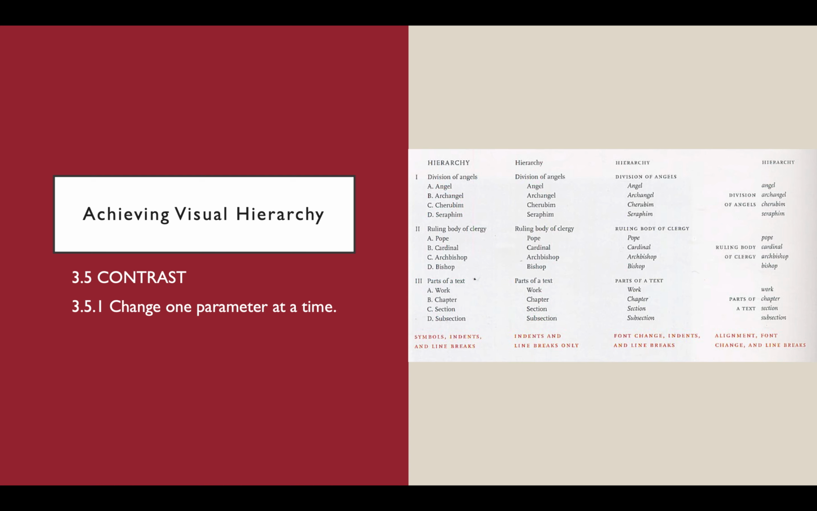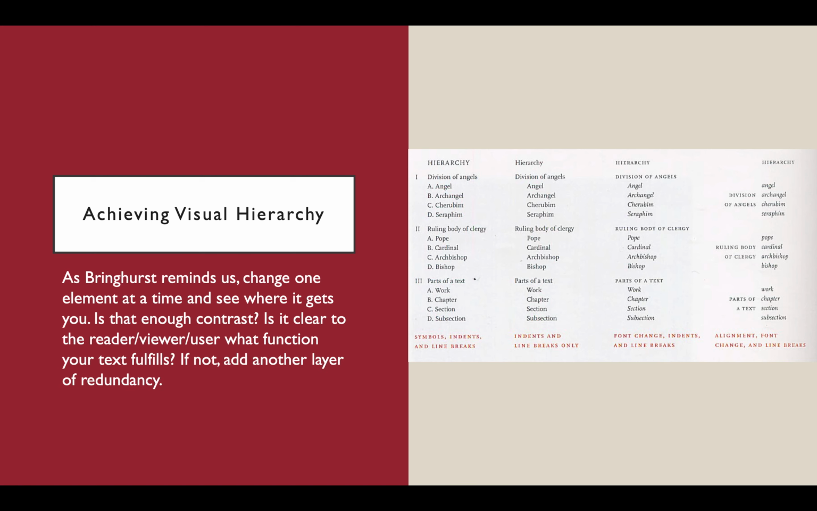So contrast is a great way to achieve this visual hierarchy, as you can see here. And like I was mentioning in the earlier part of the slides, change one parameter, give one visual cue, see if it works, and then refine. So that particular piece was from Bringhurst's Elements of Typographic Style, and he reminds us to change one thing at a time and see where it gets you.